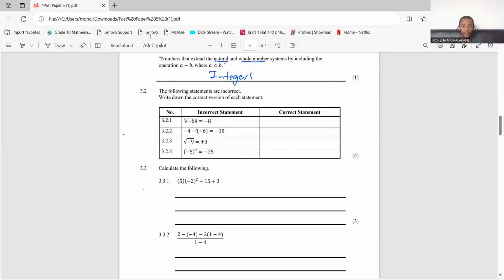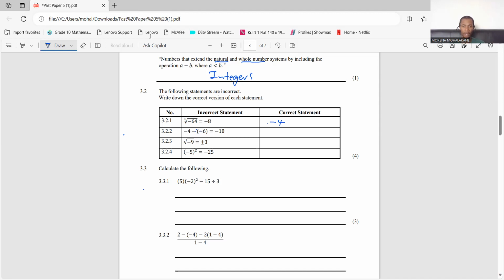And then the following statements are incorrect, so you are doing the marking. Write down the correct version of each statement. Check the first one. You are given the cube root of -64 equals -8. I know that the square root of 64 is 8, so the cube root is going to be -4.